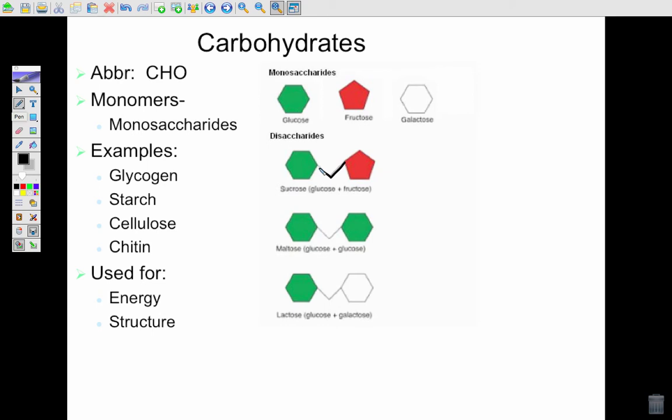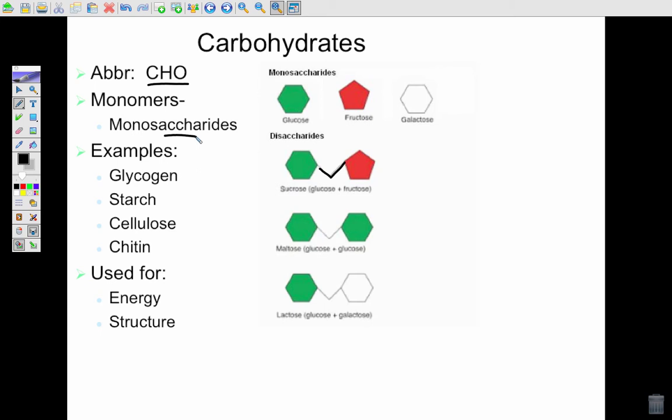Okay, so this is the carbohydrates portion of the lecture. Carbohydrates have the abbreviation capital C, capital H, capital O because they're made of carbon, hydrogen, and oxygen. The monomers, or the building blocks for carbohydrates, are monosaccharides. Notice the spelling with the saccharides.